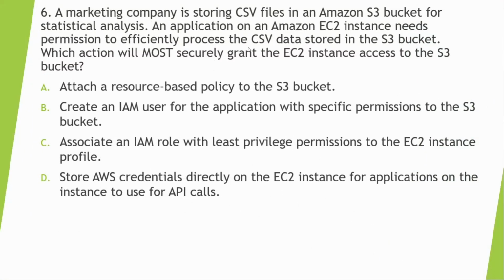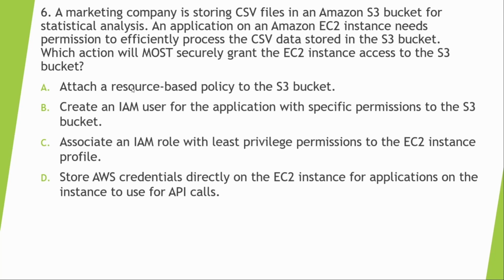A company is storing CSV files in an S3 bucket for statistical analysis. An application on an EC2 instance needs permission to efficiently process the CSV data stored in the S3 bucket. Which action most securely grants the EC2 instance access to the S3 bucket? So there are CSV files stored inside an S3 bucket, and your EC2 needs the permission to process them efficiently. So it's basically EC2 wanting to talk to S3, in simple terms.